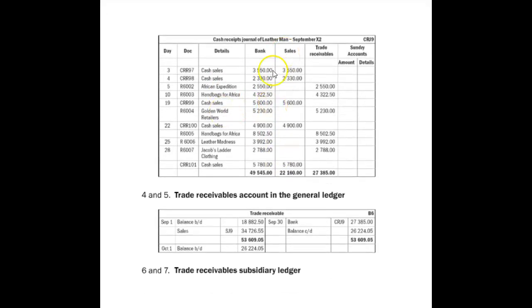Now, if you look over here, I told you some can be cash sales. So if you bought, let's say 3,550 rand for cash, some customers bought those products for cash.